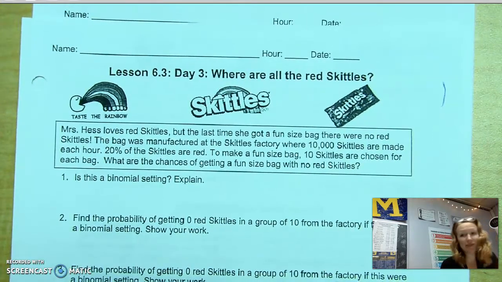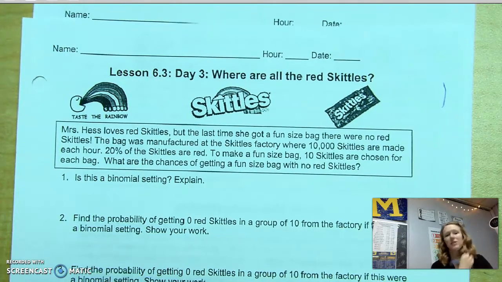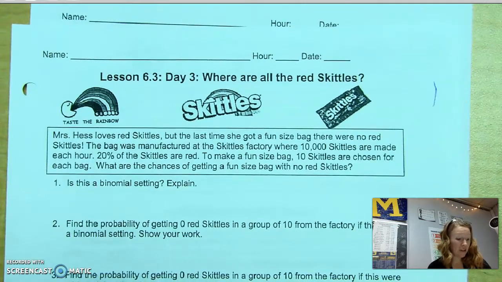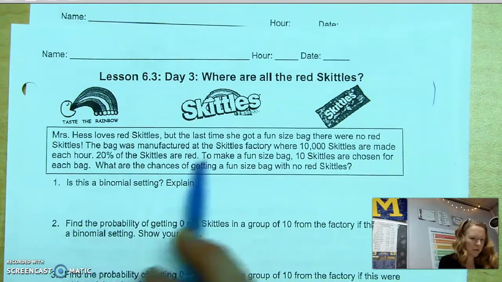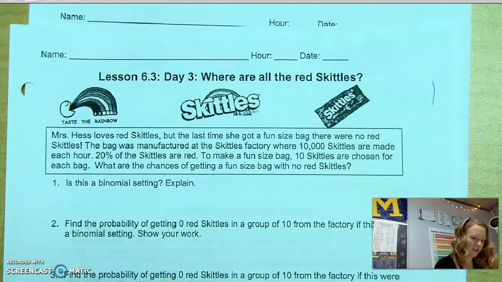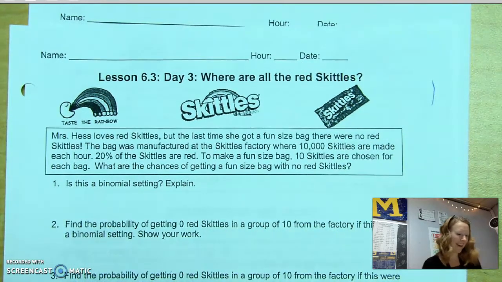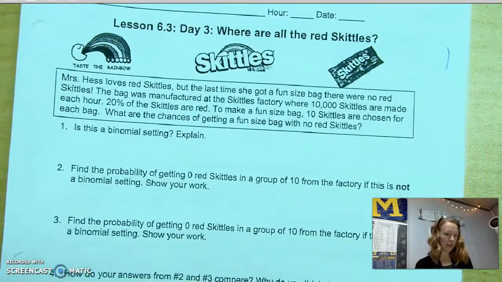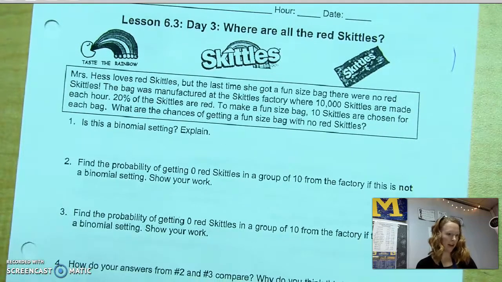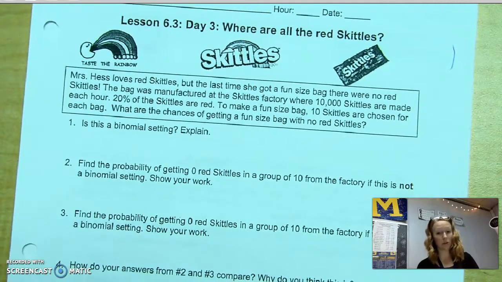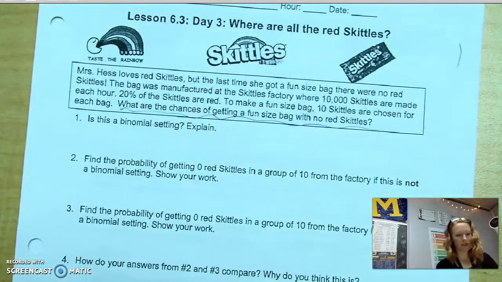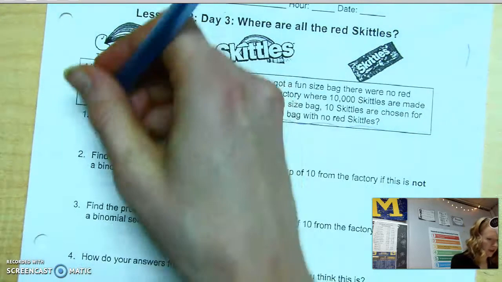Everybody knows that red and grape Skittles are the best Skittles, but this is actually a true story. The last time I got a fun-size bag, there were no red Skittles in it. Super bummer, right? So the bag was manufactured at the Skittles factory where 10,000 Skittles are made each hour, and 20% of the Skittles are supposed to be red. To make a fun-size bag, 10 Skittles are chosen from each bag. What are the chances of getting a fun-size bag with no red Skittles? That's the big question, right?